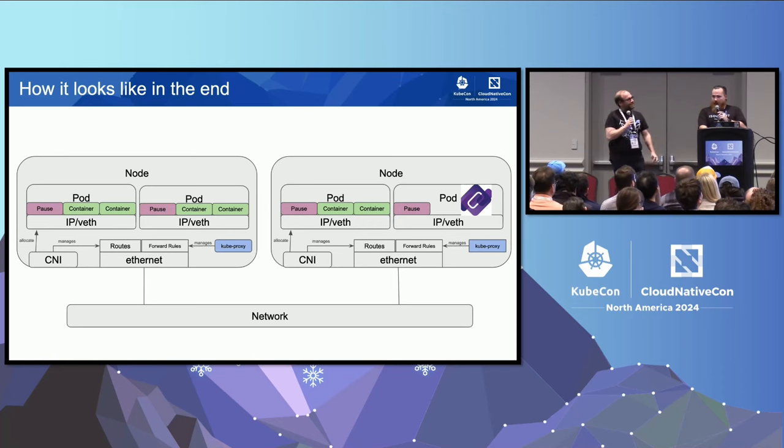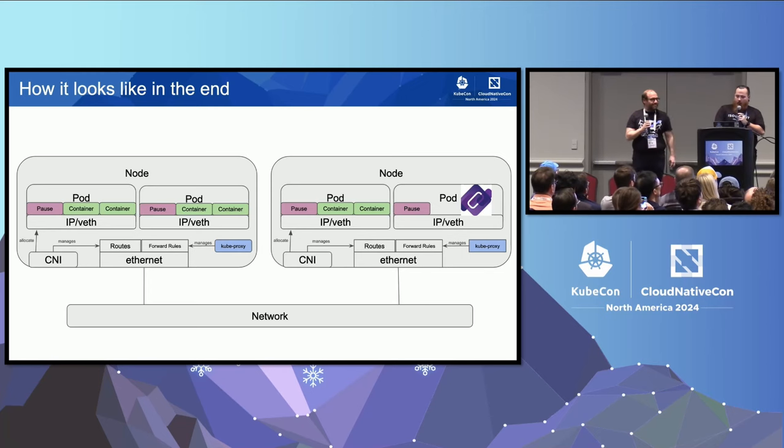And we're back to the beginning. All of our pieces are there. We've got core DNS, kube-proxy, CNI, and all of our pods connected.